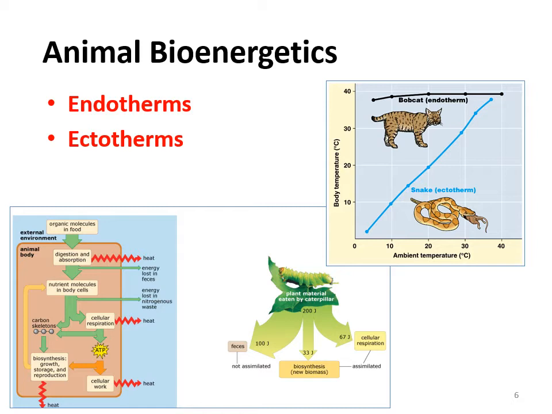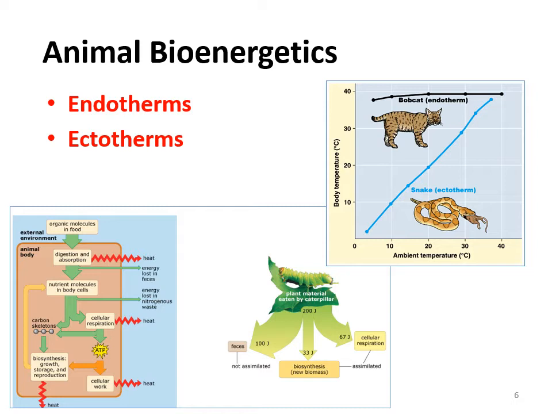Okay? Now, if you think about it, animals get energy from food, and they store some energy, but that process, the metabolic processes, are not 100% efficient. So they end up losing some energy, and they do so in the form of heat a lot of times, heat or excreted wastes. So these two terms are talking about how the animal deals with their heat.